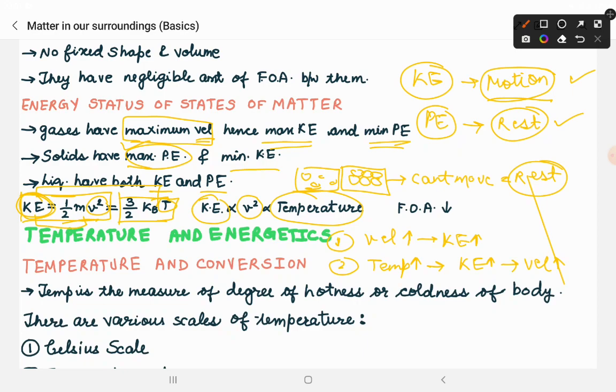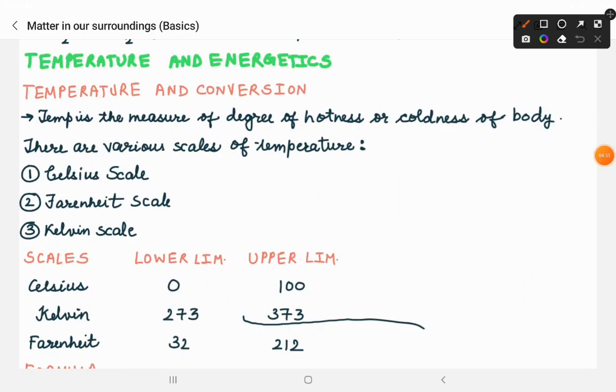Now let us talk about temperature and energetics. Let us see what they are saying in temperature conversion. First of all, what is temperature? Temperature is the measure of the degree of hotness or coldness of a body, meaning how hot or cold. We take coldness also as a measure, how hot or how cold a particular body is, that is its temperature. Now there are various scales of temperature.